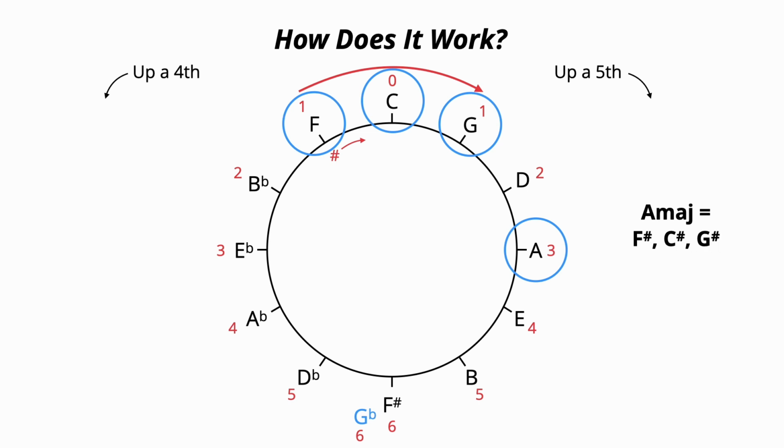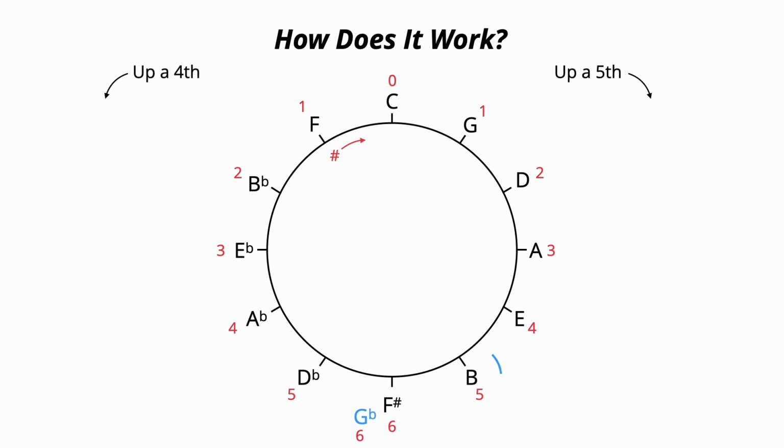If we write out the full scale, we will get A, B, C sharp, D, E, F sharp, G sharp, A. Notice here that all of the notes are natural except for the 3 sharps that we found using our circle of fifths. This makes it a great way of memorizing scales because you simply memorize the sharps or flats and the rest of the notes will be natural.